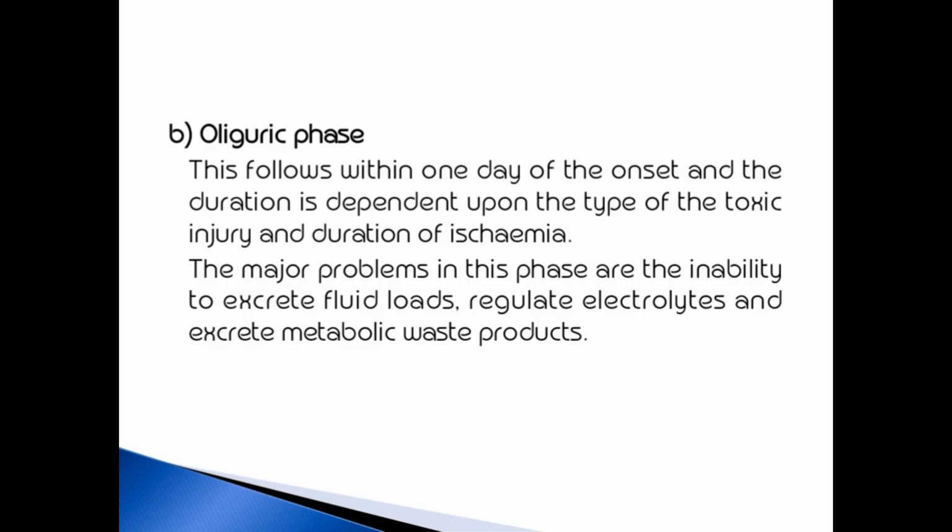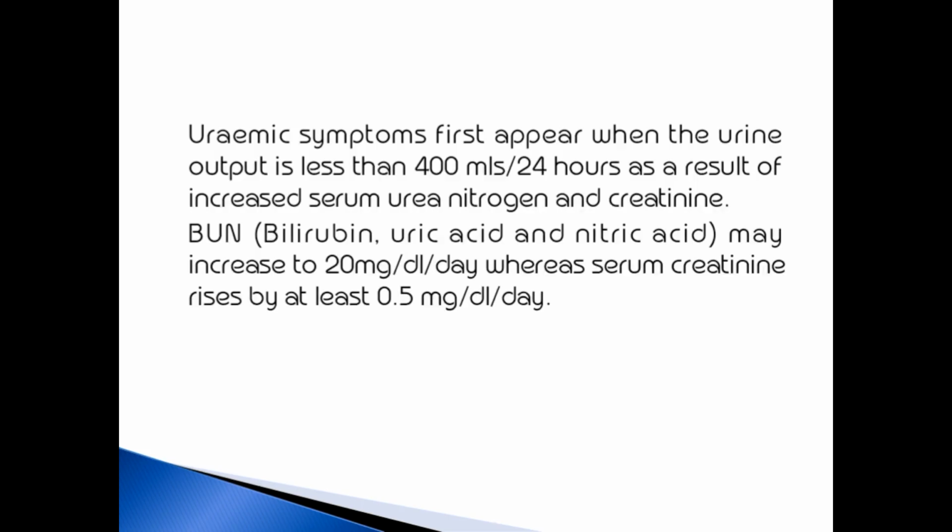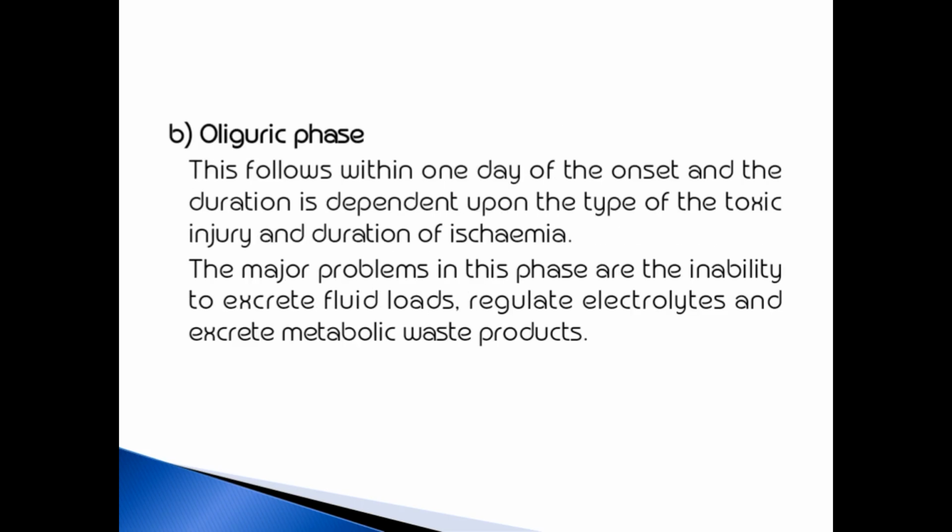So if there is reduction of blood supply to the kidney for a long period of time, the duration of reduced urine production will also be prolonged. So urine production will reduce for a long period of time. The major problems in this phase are inability to excrete fluid loads, regulate electrolytes, and excrete metabolic waste products. So waste products may be there, but they won't be excreted. That is the oliguric phase.